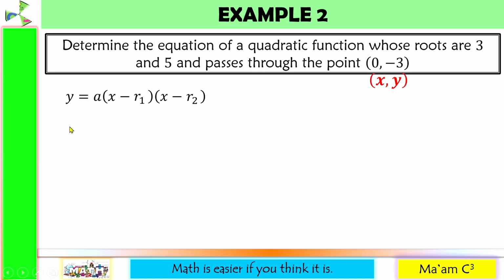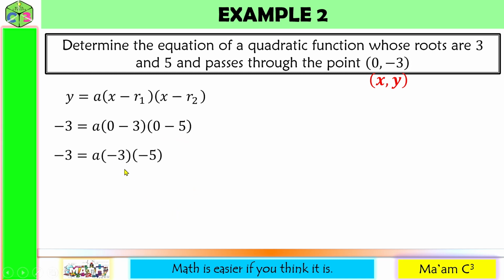Negative 3 for y. We still have to solve for the value of a, so we'll copy equals a. And then x is equal to 0 minus r sub 1, the first root, so minus 3. x again is equal to 0 minus r sub 2, the second root, so minus 5. 0 minus 3 is negative 3. 0 minus 5 is negative 5. Negative 3 times negative 5 will give us positive 15. So this will be 15a.